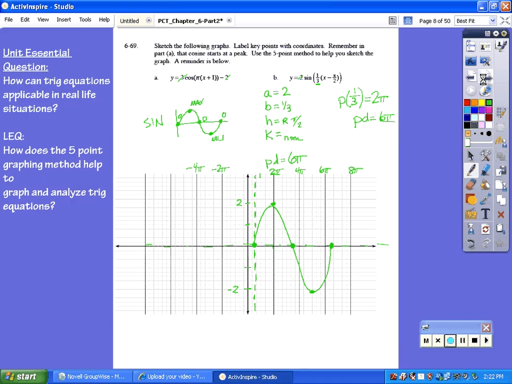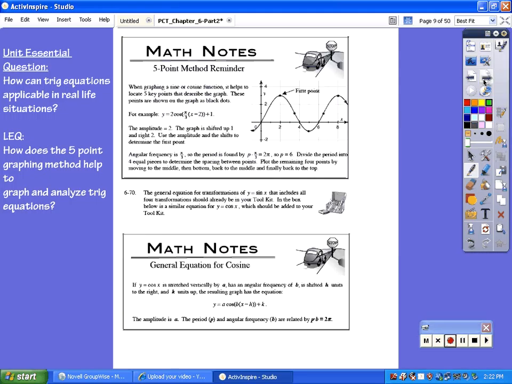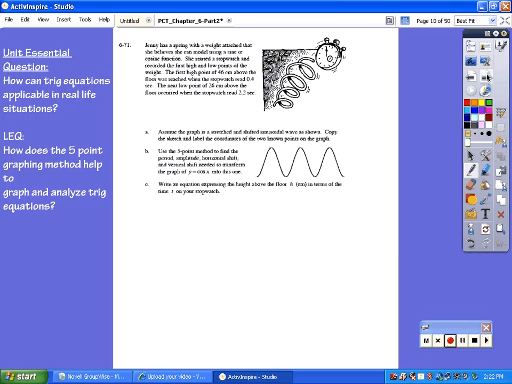Next we have, let's see, problem 70, but I believe that's a bunch of math notes problems. So you're going to want to copy any of that stuff down into your toolkit. Alright, so you have the 5-point reminder, you have the general equation for cosine, which is the same as sine, and so forth. So go ahead and copy those things down.